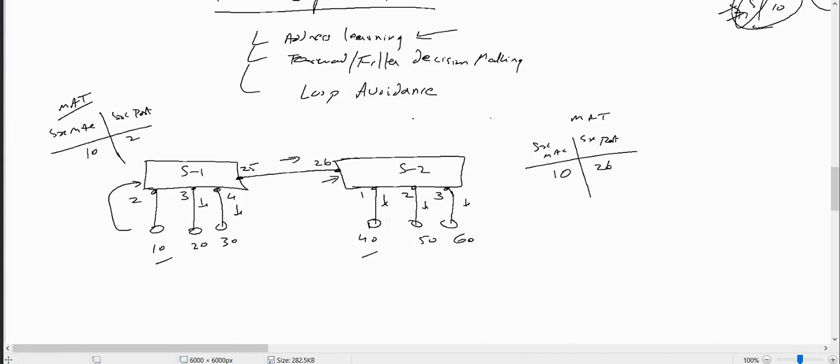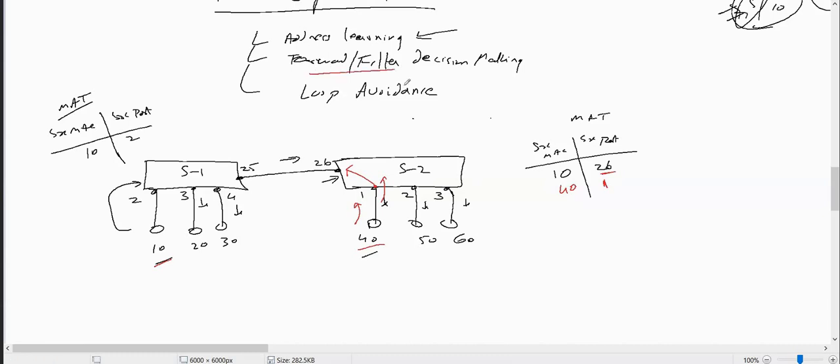Now it is responding. When the response is sent, 40 becomes the source and 10 becomes the destination. When the frame comes from 40, I will learn the source MAC address and the corresponding port number, which is 1 in this case. Again, I will look for the destination. When I look at the destination, which is 10, I know exactly where it is. Because I know exactly where it is, I am going to directly send it to that port.